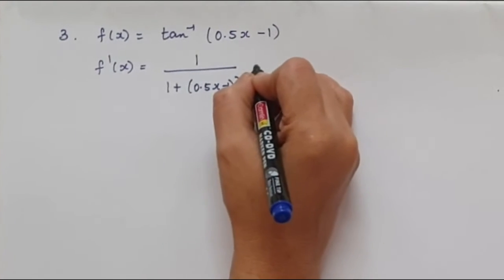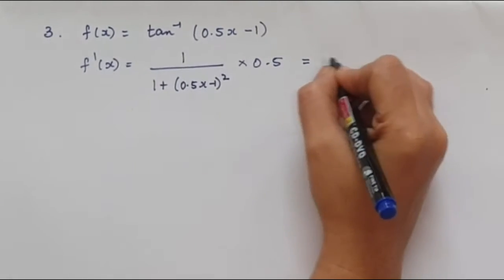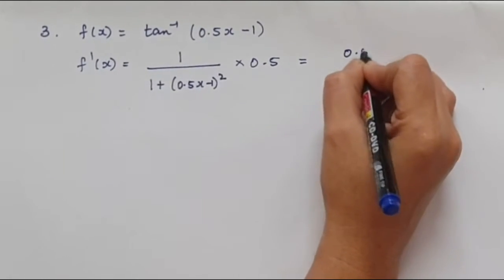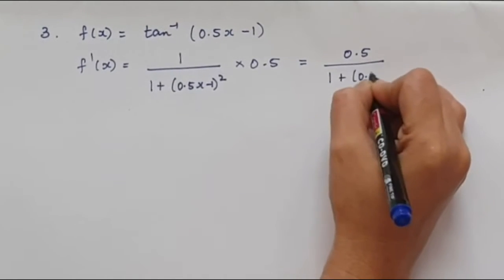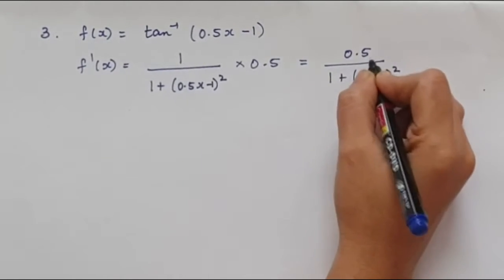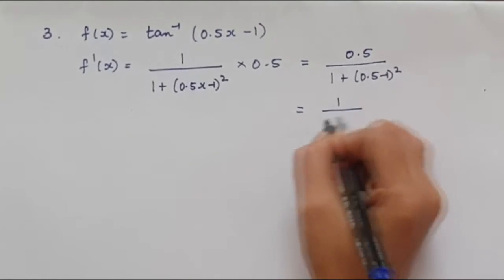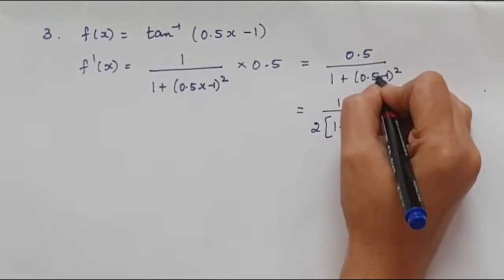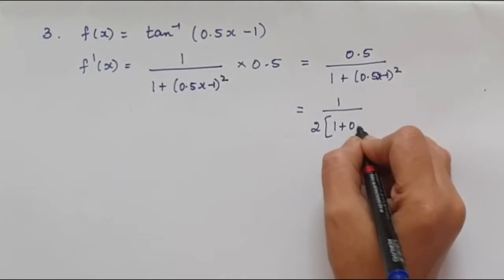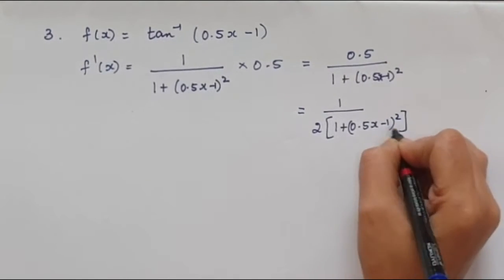So it will be equal to into 0.5. When we simplify this, we can just write it as 0.5 in the numerator divided by 1 plus 0.5x minus 1 the whole square. This 0.5 is nothing but a half. So it is 1 by 2 into 1 plus 0.5x minus 1 the whole square.